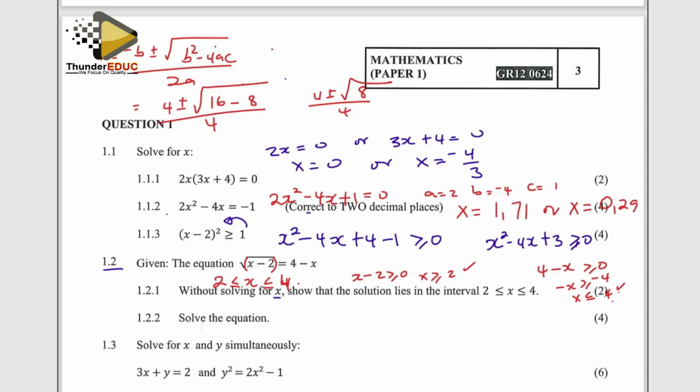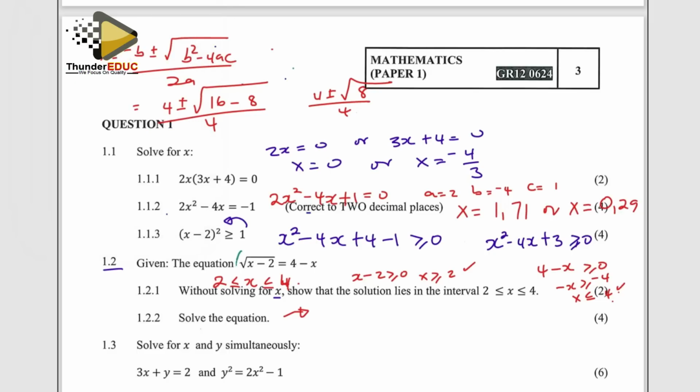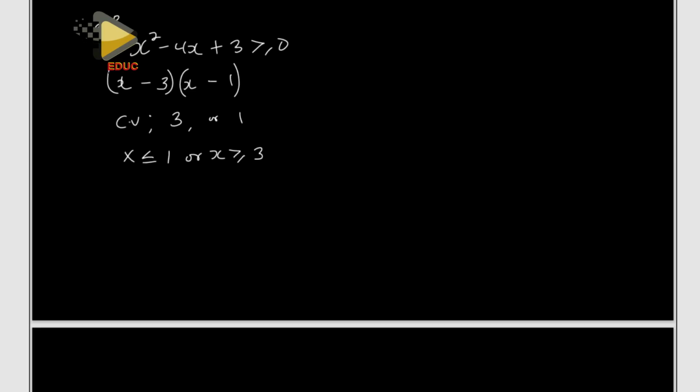Then 1.2.2, that's where we need to solve. So since it is an equation with square roots, we just need to square both sides so that we get rid of the root sign. So square that and then square that. The root sign falls away. Let me jot it down this side. We had x minus 2 is equal to 4 minus x.